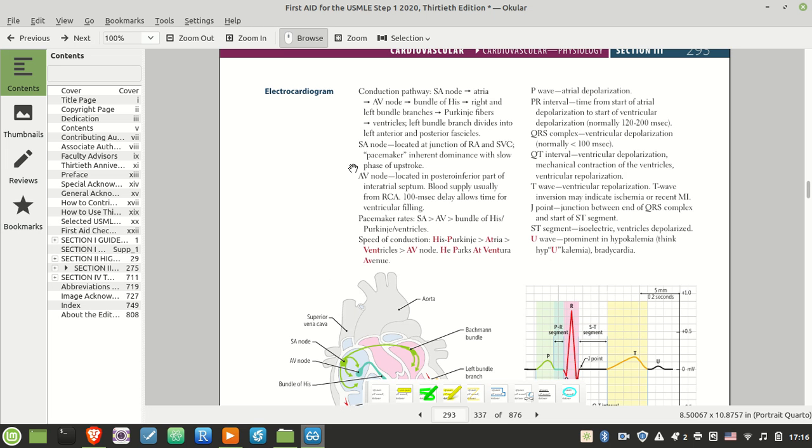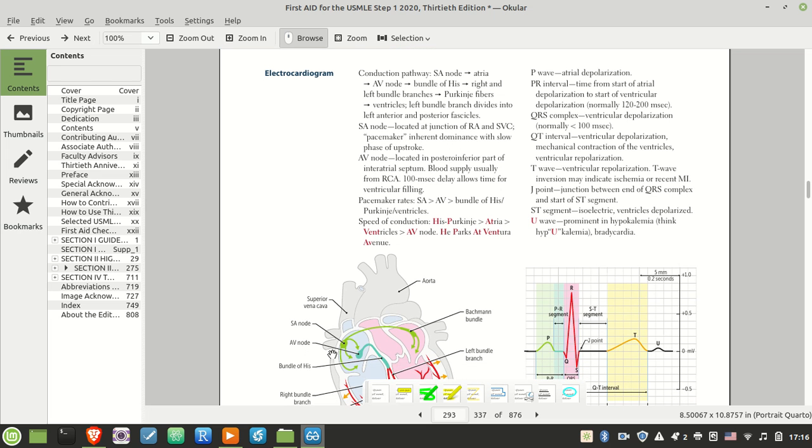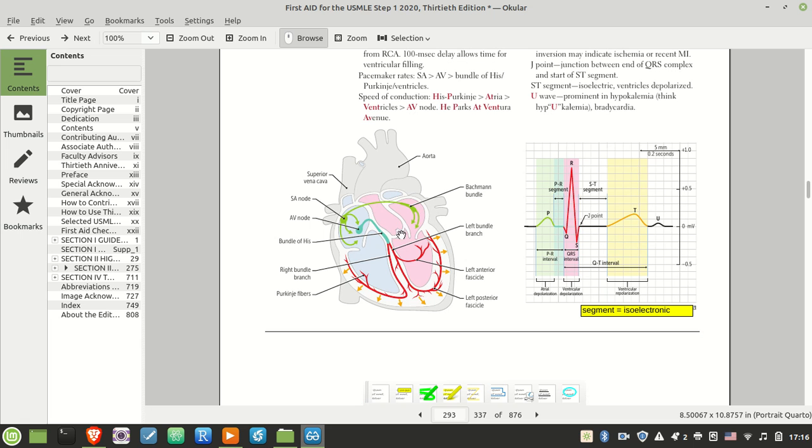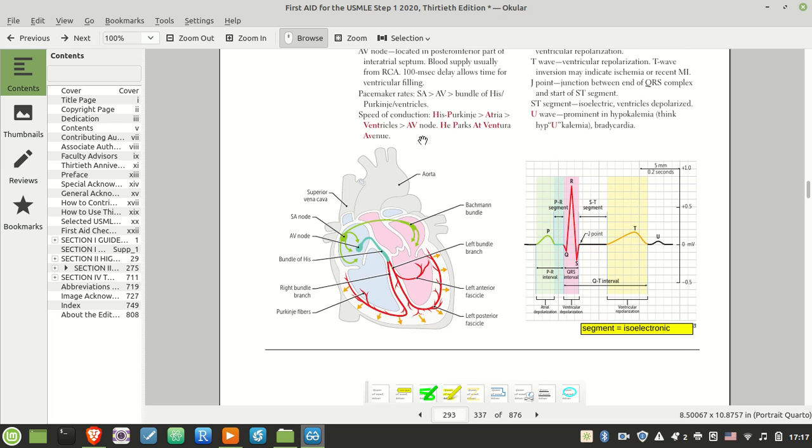Conduction pathway. Where do things go? Things go to the SA node. That's where everything starts. Quickly zips over to the atria before it goes to the AV node. In this AV node, there's a little bit of a delay, and then it goes to the bundle of His, splits off into the left and right bundle branches, and then you've got your Purkinje fibers going everywhere else.